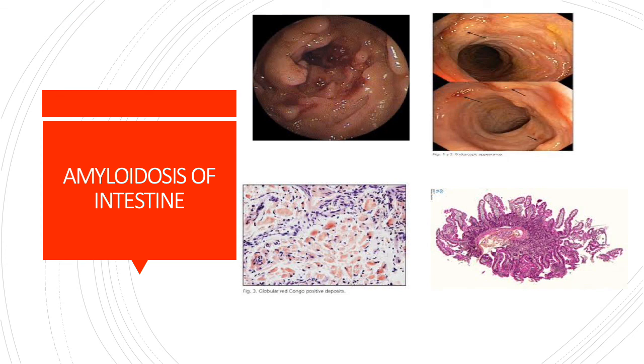This is amyloidosis of intestine. Again, amyloid can be deposited in the epithelial cells and the mucosal surface.